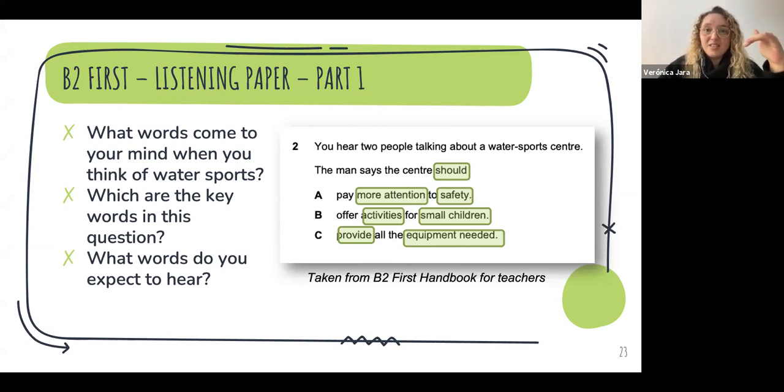And with all this, what are you doing? You are activating schemata. You are, well, maybe doing a pre-teaching of vocabulary. You are activating vocabulary. You are helping students predict.